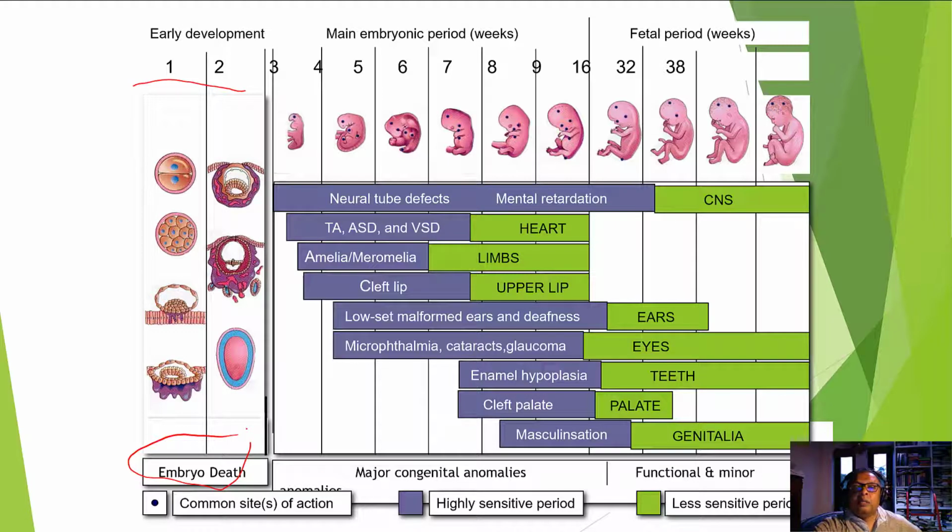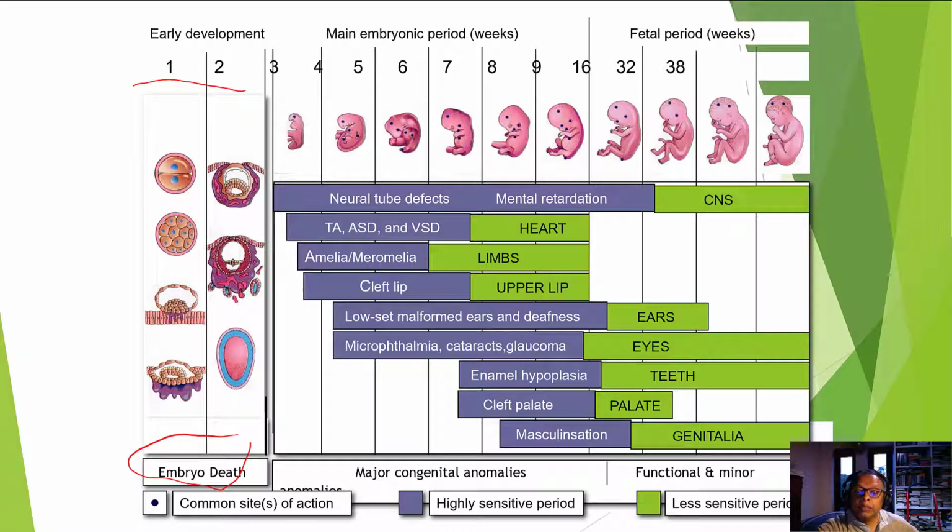From the 3rd week until about 14-16 weeks, this is the embryogenic period, up to 8 or 9 weeks. During that period, these drugs will have isolated effects on various systems, like neural tube defects due to anti-epileptic drugs, effects on the heart, limbs, cleft lips, ear defects, and eye defects. Then towards the latter part of that period, around 7-8 weeks, they will have effects on cleft palates and the dental or enamel defects.